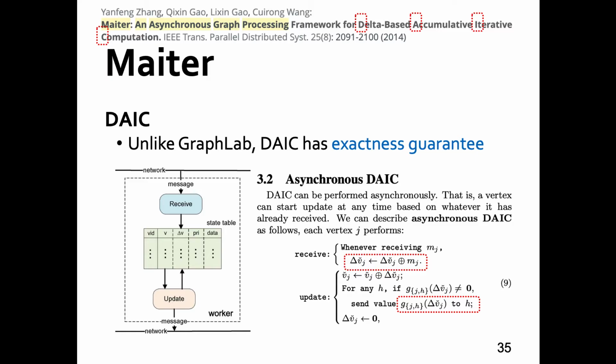GraphLab also allows asynchronous computation, but the method is a bit cheating. It basically does not propagate value changes less than a small threshold epsilon, so that some almost convergent vertices will not participate in computation. But such small changes are lost, and the method is approximate. Maiter, on the other hand, directly computes on the value changes rather than vertex values themselves, and is an exact method. Value changes to a vertex are never lost, but accumulated until being large enough so that the vertex is scheduled for computation.